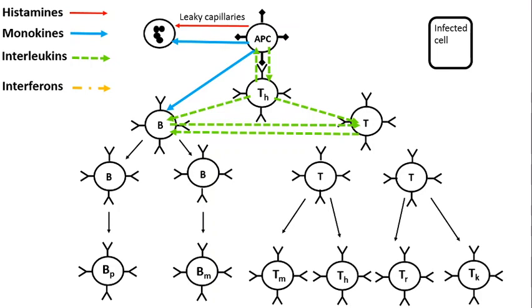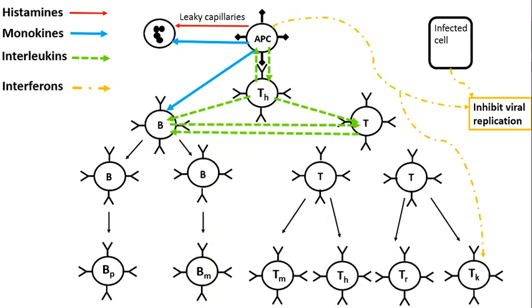Finally, we've got the interferons. Interferons have got a couple of jobs. They are released from the antigen-presenting cell and the infected cells as well, and they will inhibit viral replication. That's one of the really important jobs that they have. But also, they will stimulate the T killer cells and encourage those T killer cells to produce more of those toxins so that they're going to be destroying more of the pathogens and more of those infected cells.